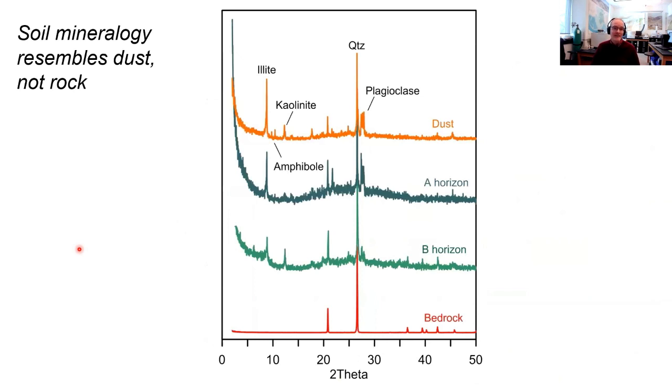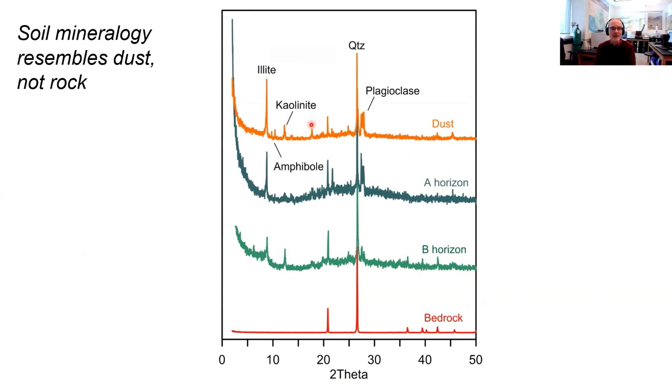The mineralogy of the material in the dust collectors is very, very similar to the mineralogy of the soil surface and subsurface horizons, and is very, very different, I suppose, than the underlying bedrock. So these are X-ray diffractograms showing essentially the characteristic peaks of various minerals, which I've labeled for you here. This is an important bit of evidence that the soil is really strongly controlled by dust deposition.